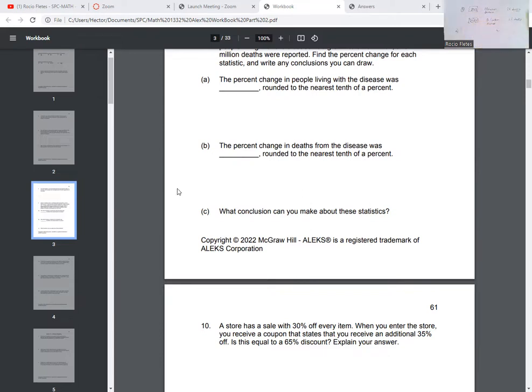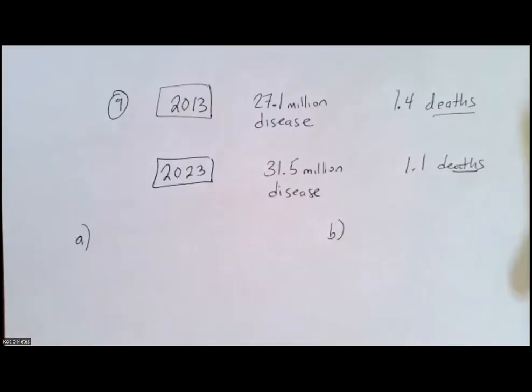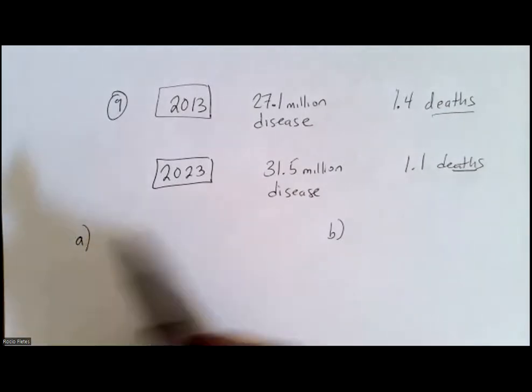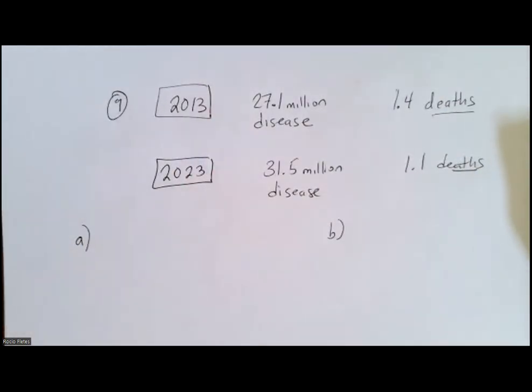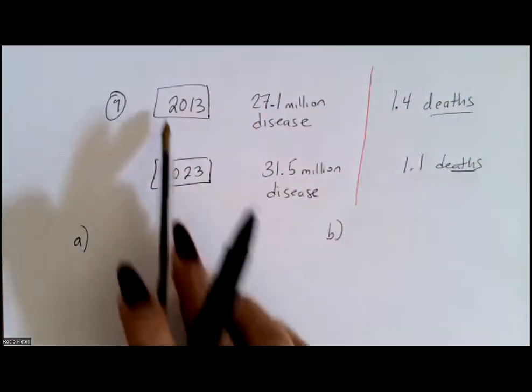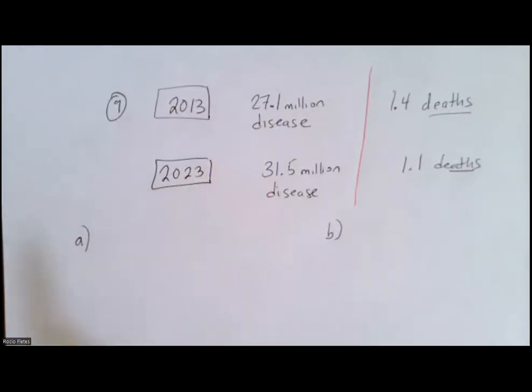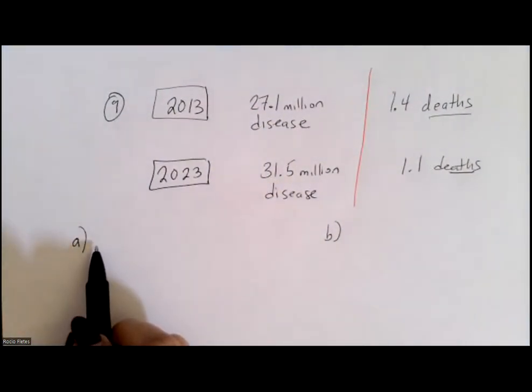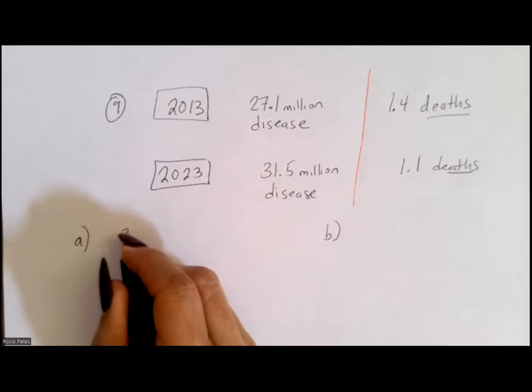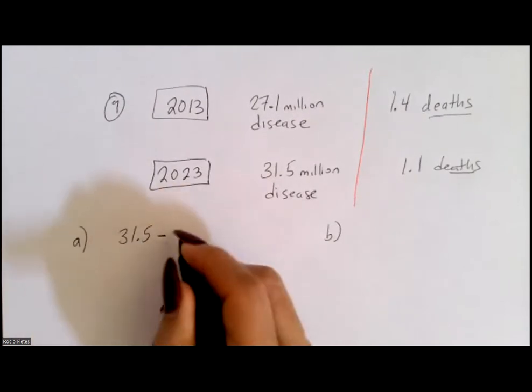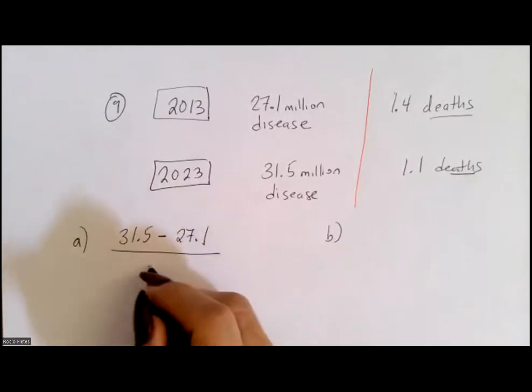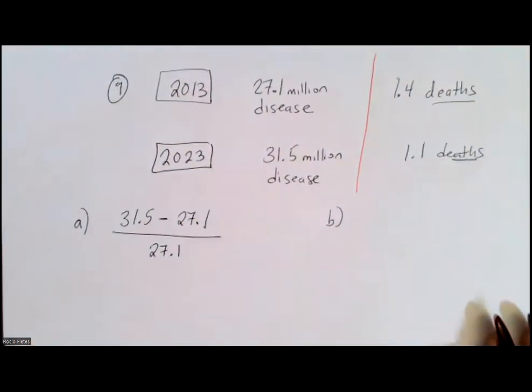Okay, so we're going to use the same formula we use for the percent change, right? We're going to do this in parts. First, people living with the disease, so we're only looking at this column. Remember, the formula for percent change is new minus old over old. So the new is 31.5 minus the old, 27.1, divided by the old, 27.1.